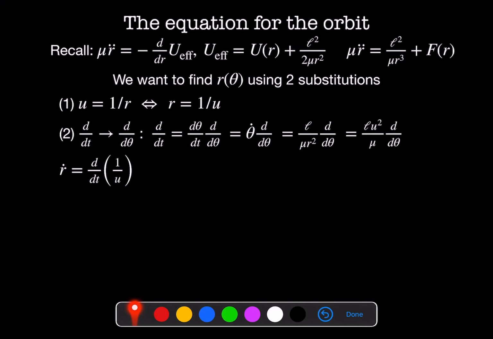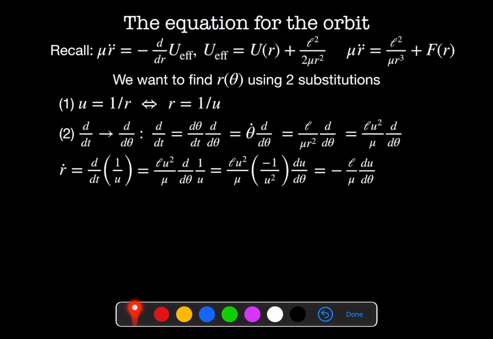Under this formalism, we have r dot is equal to d/dt of 1 over u. And now we'd like to change our d/dt into this theta derivative, and we end up with L u² over μ times d/dθ of 1 over u. When we take this derivative using the chain rule, we end up with minus 1 over u² du/dθ. And I can combine these terms together, and I end up with minus L over μ du/dθ.